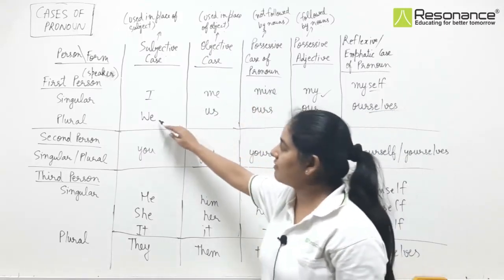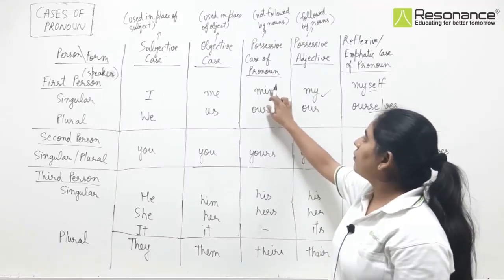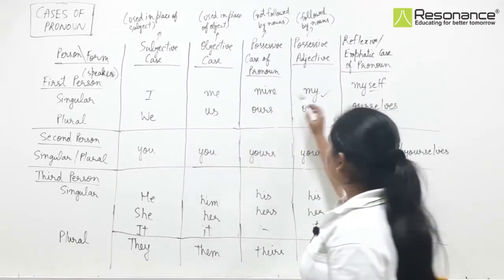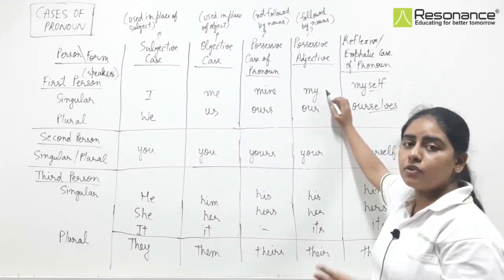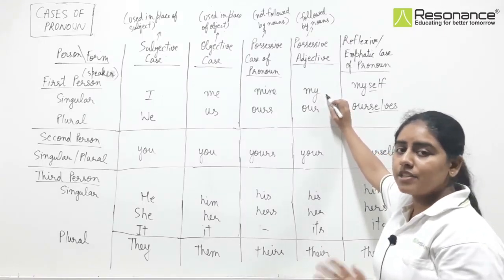और we का possessive case होता है ours, ठीक है? And what is the possessive adjective of I? I का possessive adjective होता है my. And it will be followed by any noun. My house, my car. ठीक है? इसके बाद में हमेशा noun आएगा.